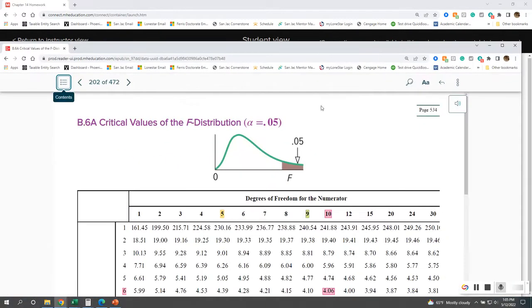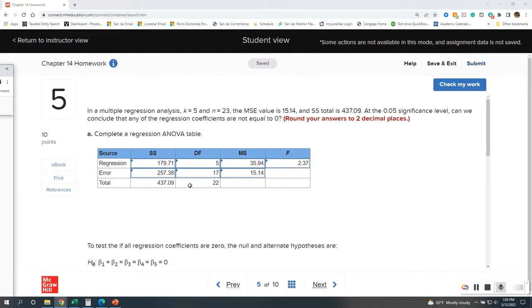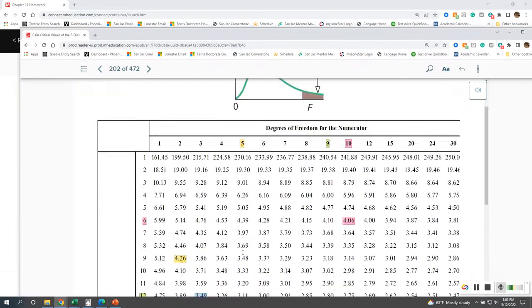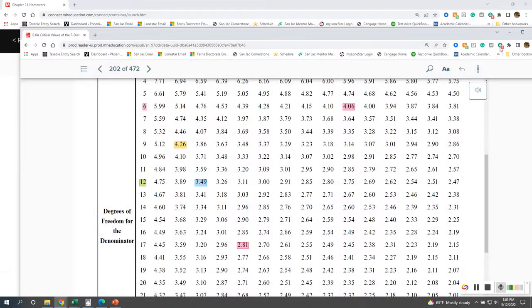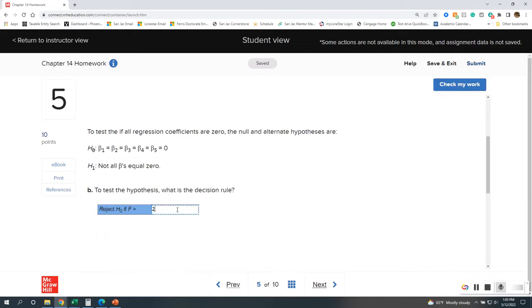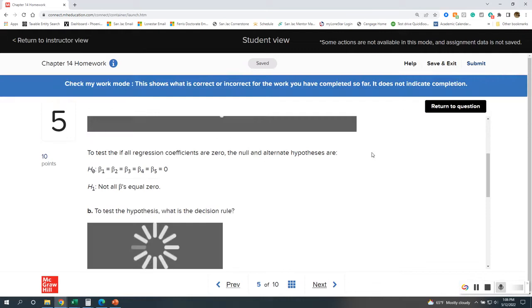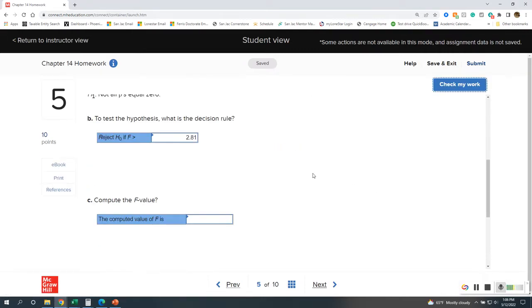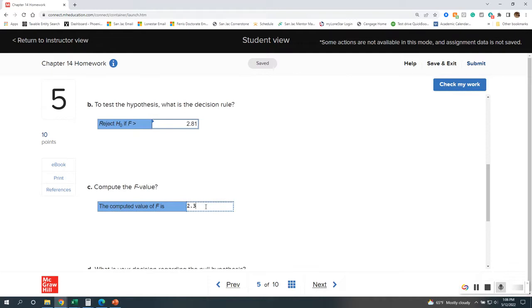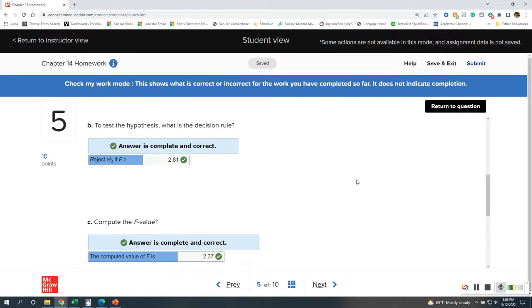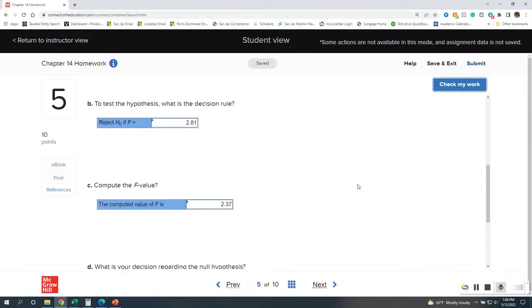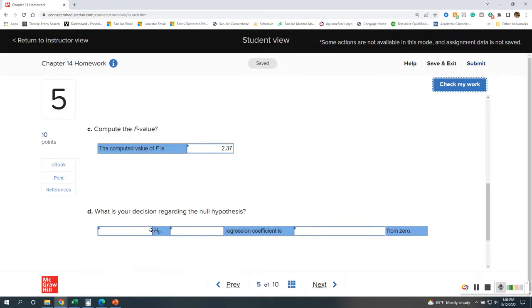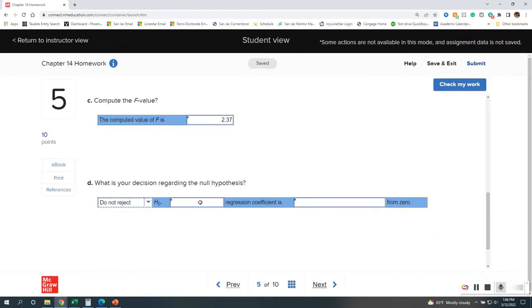So, tables are back. Yay. And we already know degrees of freedom was 5 and 17. So, 5 again. Now find 17. So it should be right here, 2.81. We are correct. Rock on. Compute the F value. You already did. It's 2.37. I love it when they tell us to compute when we got an ANOVA table. Okay. What is your decision? Is this greater than 2.81? 2.37 is not. So we are not going to reject that null.